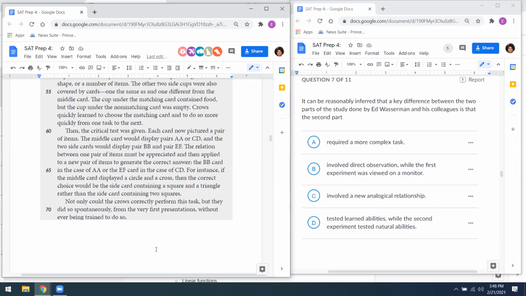Right. So the word then, when it's used in this way, then comma, so I'm going to reread this sentence: then the critical test was given. That then means that something happened before. What happened before? Within the context of this passage, what happened before that word then? You can say it very vaguely, you don't have to give specifics. I'm going to give you another hint. The answer is in the sentence about what happened before. Because it says the critical test was given.